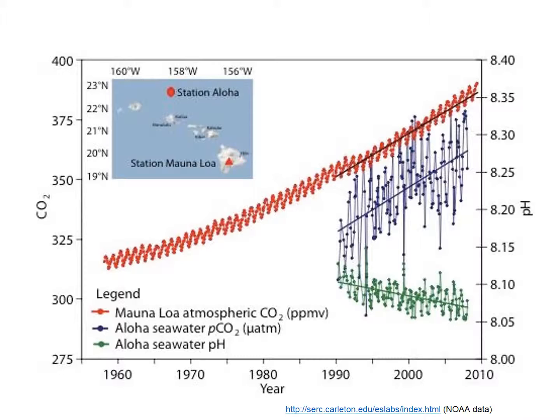And you can see here the impact of that in terms of the ocean pH: as the CO2 is going up, we're acidifying the ocean. pH is going down.